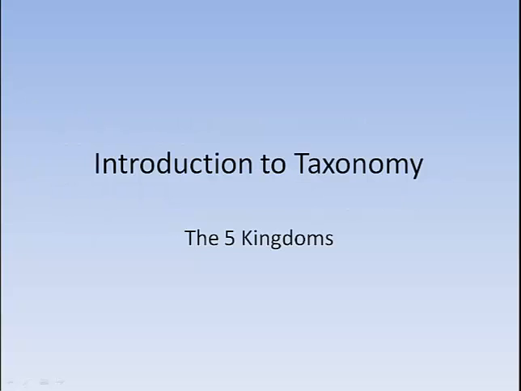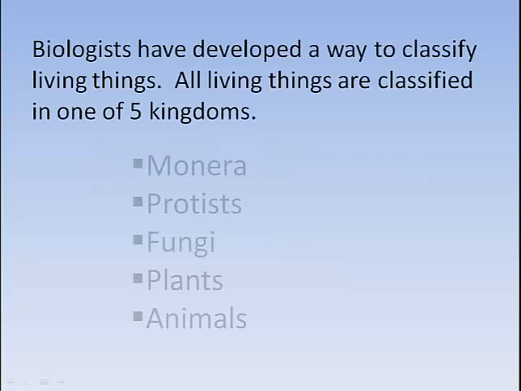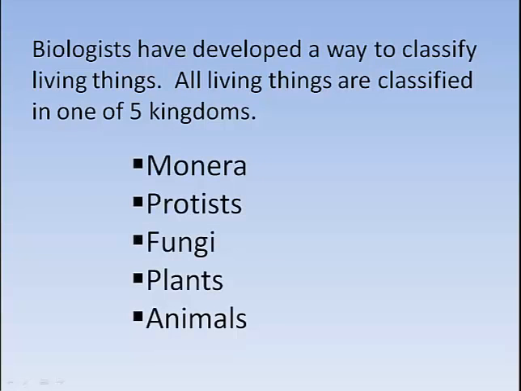All right, so let's talk about something called taxonomy. We're going to have a whole unit on this toward the end of the year, but we're just going to talk about it a little bit now. So biologists have developed a way to classify all living things, and it turns out that all living things on Earth, all things that demonstrate the characteristics of DOGRACER, fall into these 5 kingdoms: Monera, Protists, fungi, plants, and animals. So let's look at them individually.